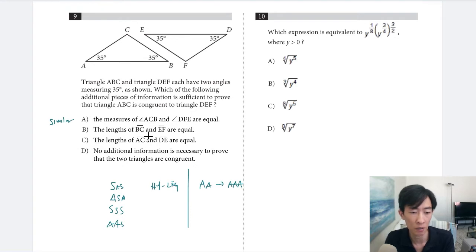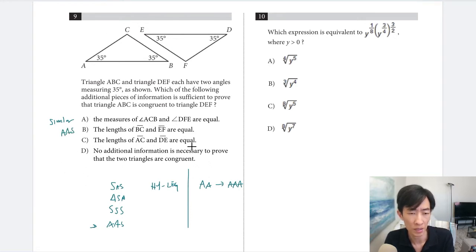B, the lengths of BC and EF are equal. So BC is here and EF are equal. So what do we have here? Side, angle, angle, side, angle, angle. So yeah, this would be angle, angle, side. So it looks like B by angle, angle, side would work. Let's just double check the others.